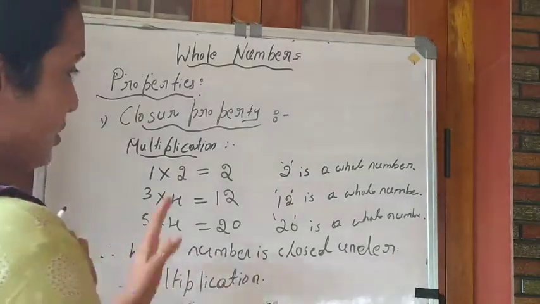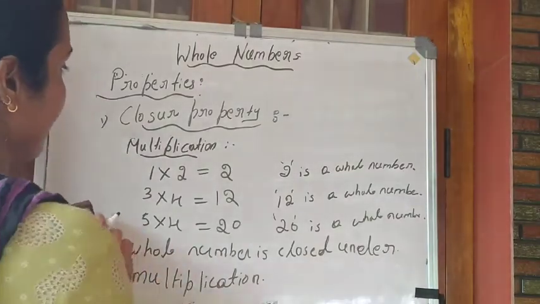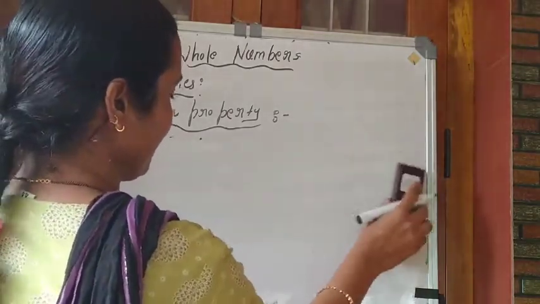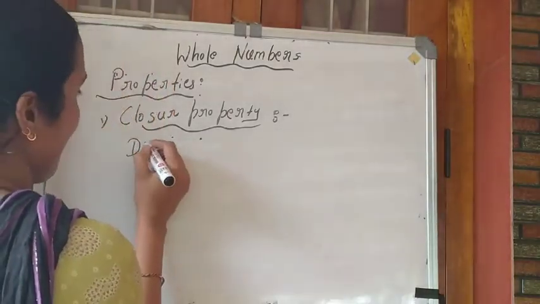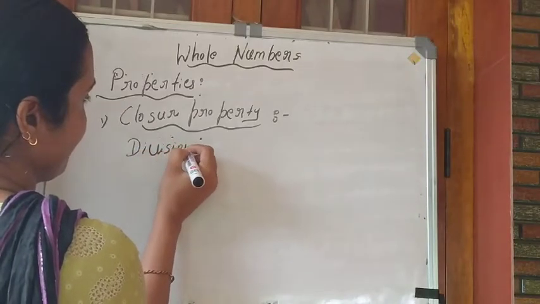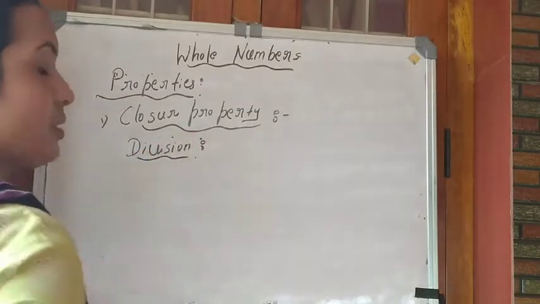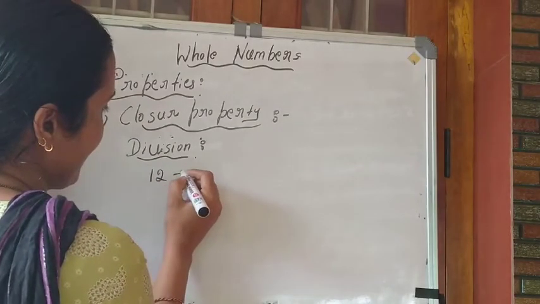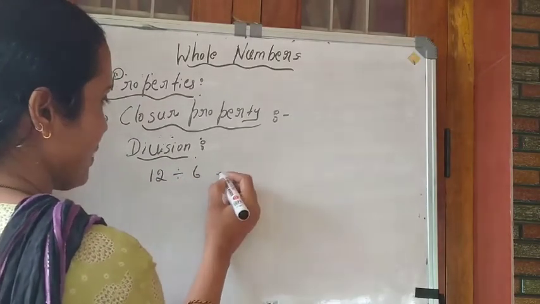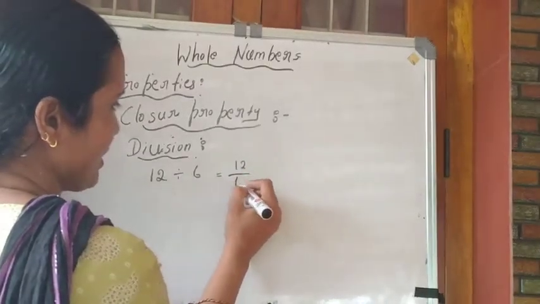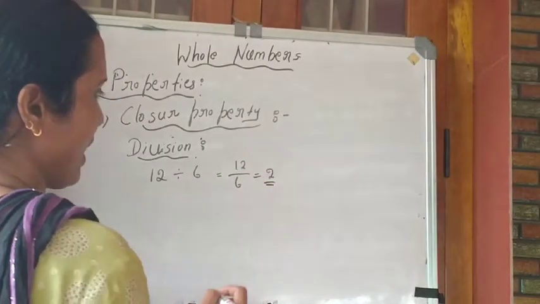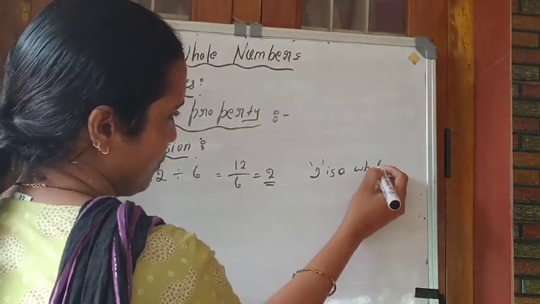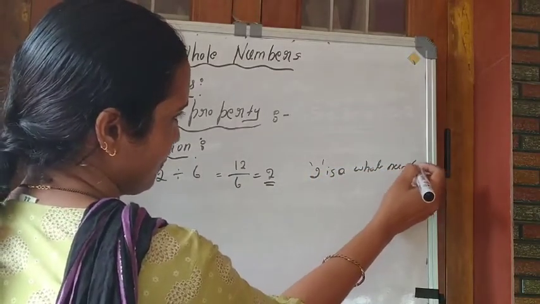Okay, clear, right? Now we can discuss division. See, 12 divided by 6. We can write 12 by 6, that is equal to 2, since 6 twos are 12. 2 is a whole number.